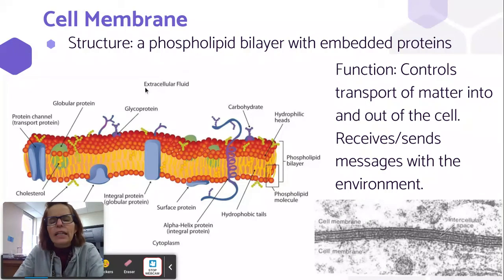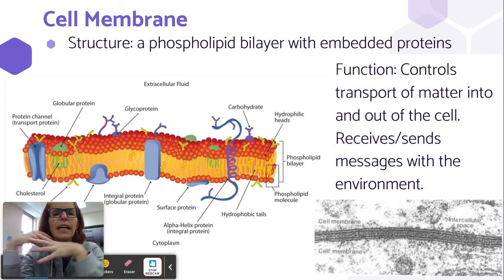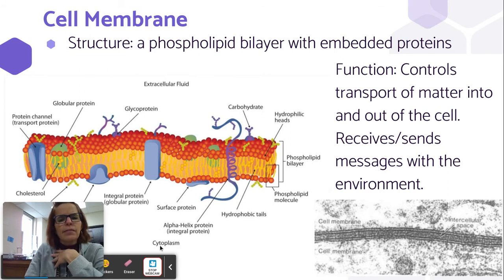So over here, above the cell membrane in this diagram, we call that the extracellular fluid. That's whatever the cell is floating in. And then on the inside, notice cytoplasm is marked.